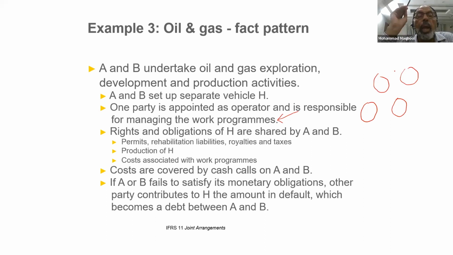Right and obligation of H are shared by A and B, like permit, rehabilitation, liability, royalty, taxes, and the production of H, and the costs associated with the work program, each work program cost. So they have the right and obligation at an agreed proportion. Costs are covered by cash call on A and B whenever cost is incurred, a new well is being explored, and they say, okay, bring 5 million each additional. Okay, that's what they're going there.